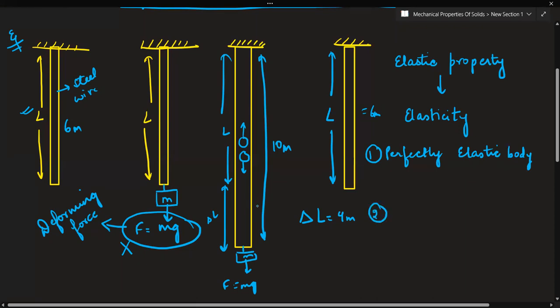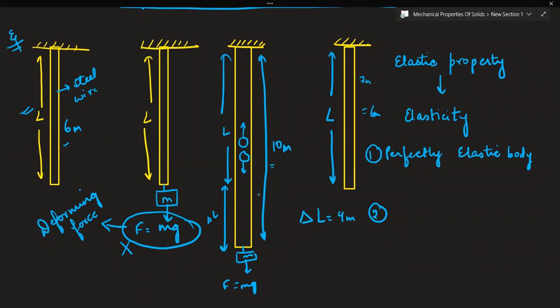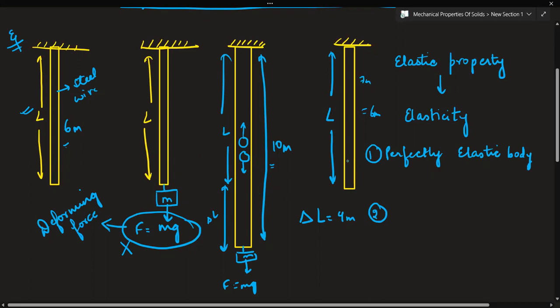Now see, if the body is not able to regain its exact length, for example, 6 meters was its original length, it has stretched to 10 meters, and now it has compressed back to, let's say, 7 meters. So 7 meters was not its original length. Its original length was 6 meters. A body which does not have any tendency at all to regain its original shape and size is known as a perfectly inelastic body.